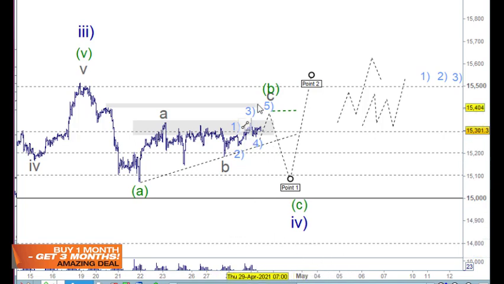It may be this wave C may be the same length as wave A if it occurs, and secondly, it could only be 61.8% of this wave here. Yeah. So, but either way, 15,000 is going to be a strong support for the bounce. So anyway, that's the DAX.